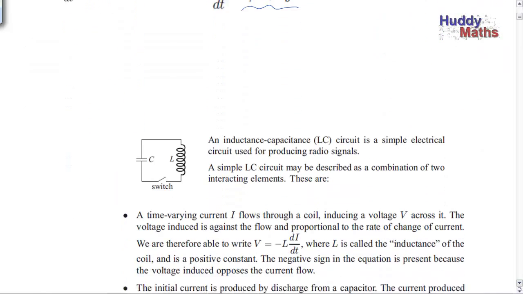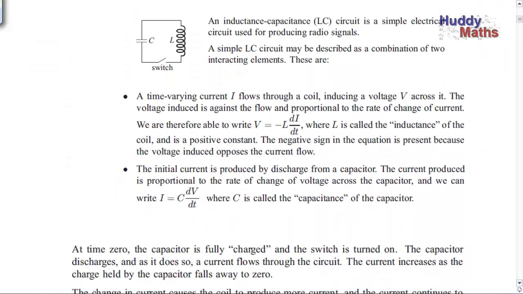And I want to start with that inductance capacitance circuit, and it's used for producing radio signals. It's a combination of two interacting elements. First of all, a coil, and you've got a current I flowing through it. And it doesn't matter if you're not into physics. We're going to just do the analysis of the mathematics, so we won't be asking you about currents and voltages as such.